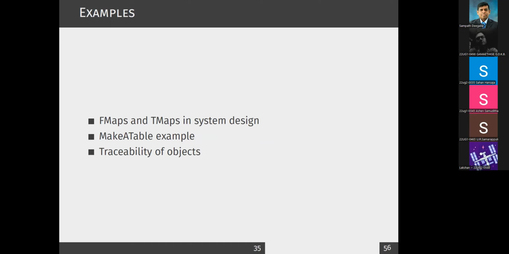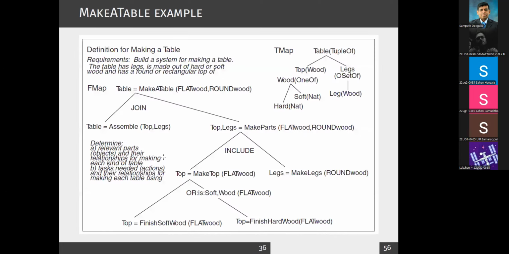In this example, I'm focusing on making a table. And the idea is very simple: how do you make a table, right? And how can we use functional maps and type maps in the system design, right? So if you look at how we can do this, the requirement is we have to build a system for making a table.